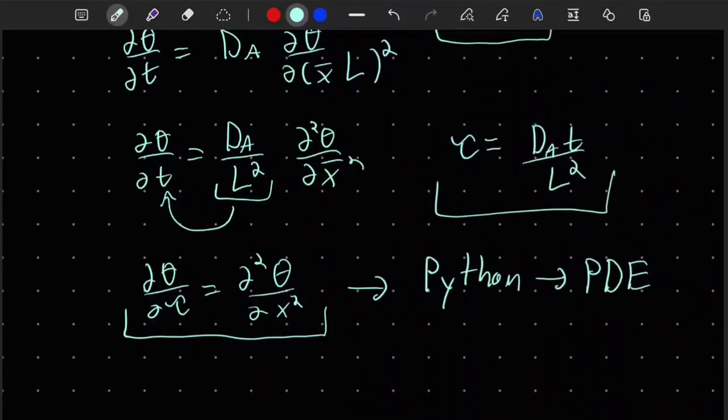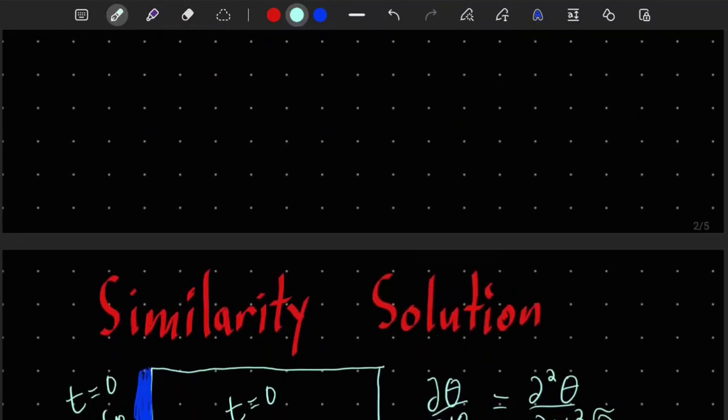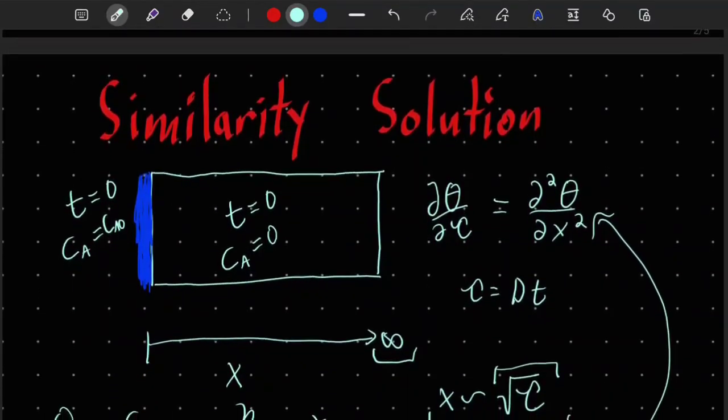It's still not necessarily the most trivial to solve, but it makes the problem a lot easier than it was before because we don't have to worry about the length or about L or anything like that. So the second method that I discussed was the similarity solution. And this one has a severe limitation in our problem because it requires an infinite domain.